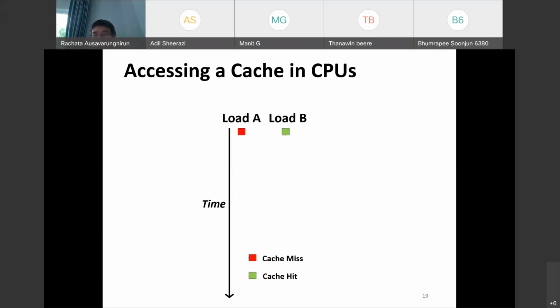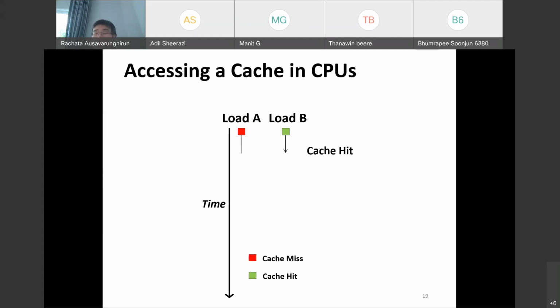I have a memory access. I want to access my data. Let's say this is a pointer in C or an array in Java, right? I have load A and load B. Load means that I want to read the data. What's the value of that address? The red means it's a cache miss. The green box here is a cache hit.